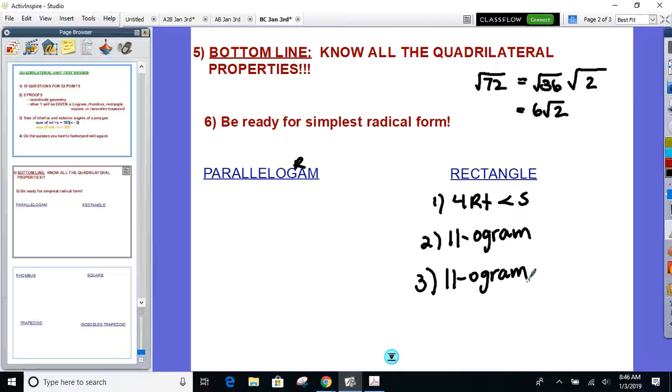A parallelogram with what? Congruent diagonals makes it a rectangle. Or a parallelogram with one right angle makes it a rectangle. Okay? Have a plan tomorrow. You do not need to know all three, but have a plan. If he asks me to prove a rectangle, I'm doing this. Done. Have a plan tomorrow.